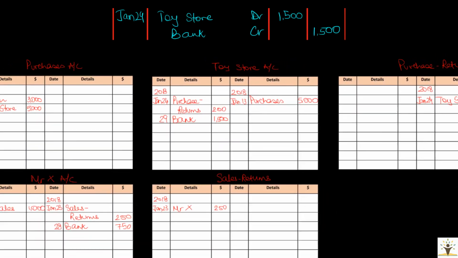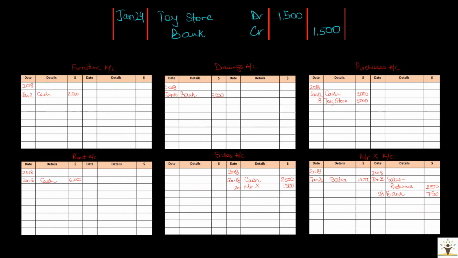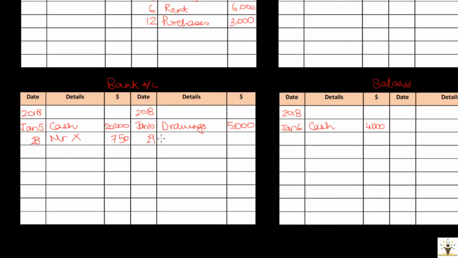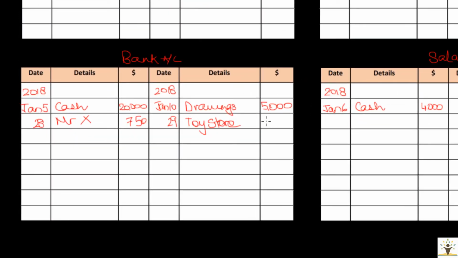Go to the bank account credit side. Jan 29. Details will be toy store and 1,500 in the amount column.